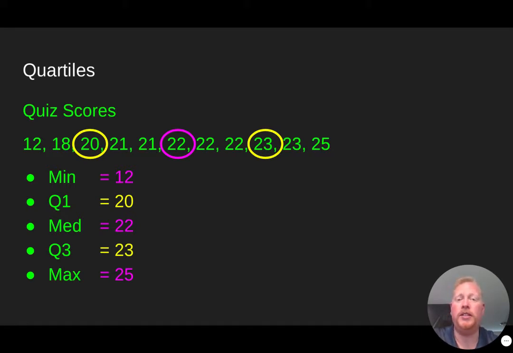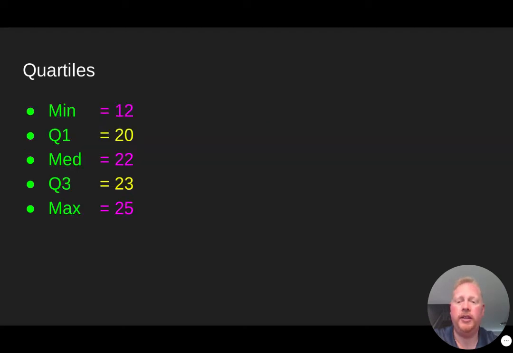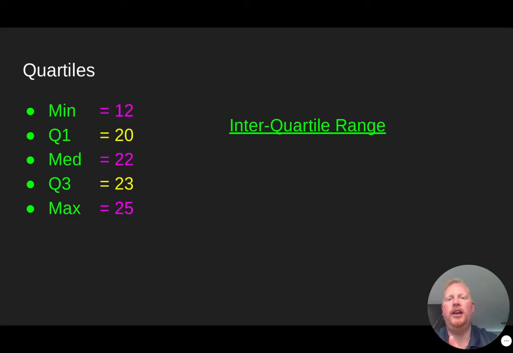And now what we're going to do is plot those on a number line. So let's make room for the number line. Oh, before we do that, let's talk about something called interquartile range. If we take away the word interquartile and just talk about the range, we know that's the biggest number minus our smallest number. So for the range of this data, we would take 25 minus 12, and we would get 13. Okay, so that's our range.